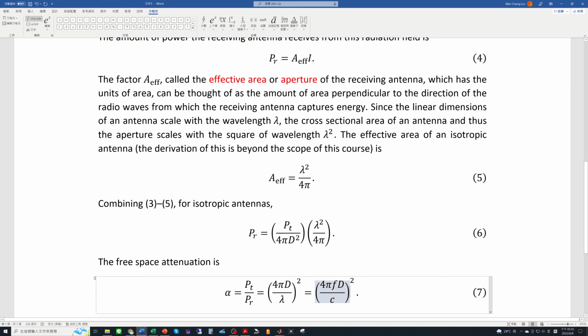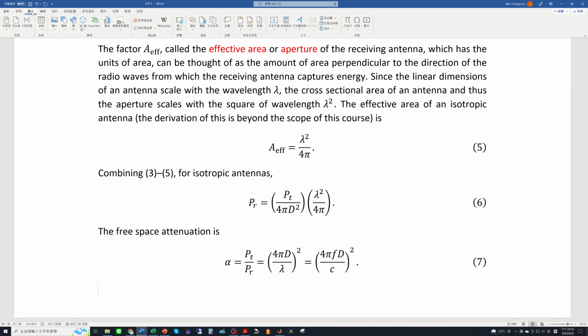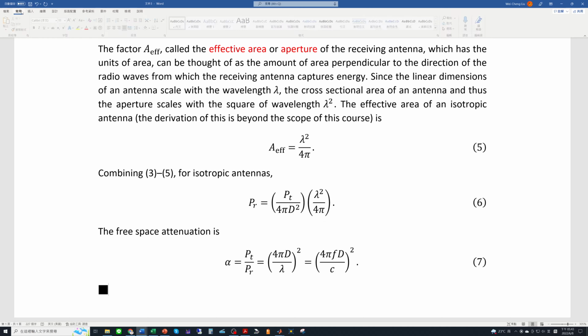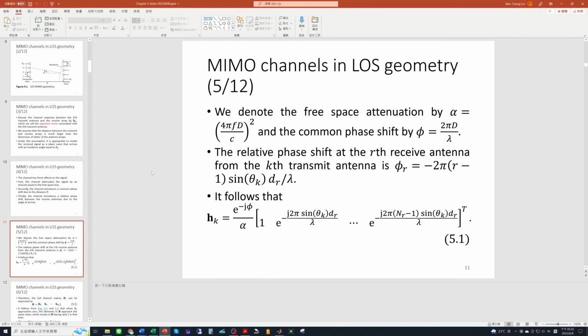Because lambda is equal to c over f, the wavelength is equal to the speed of light over the frequency. So this completes the solution. Okay, finish. Let us go back to the slides.